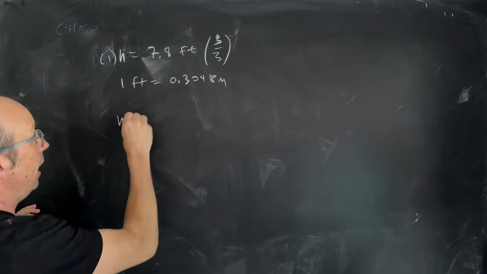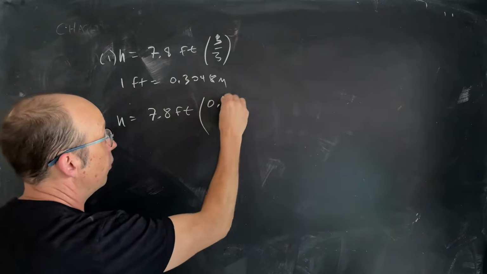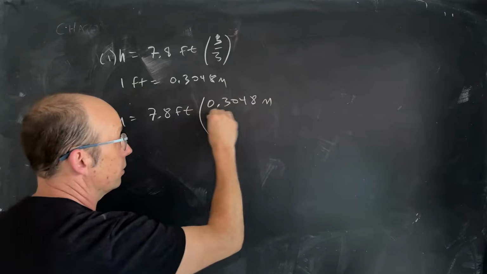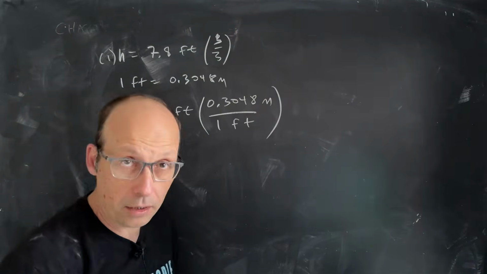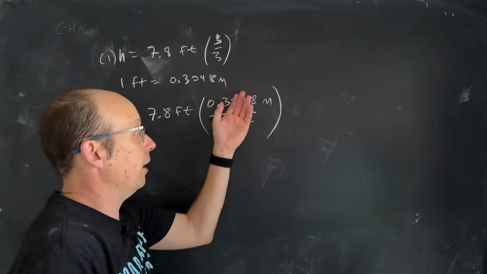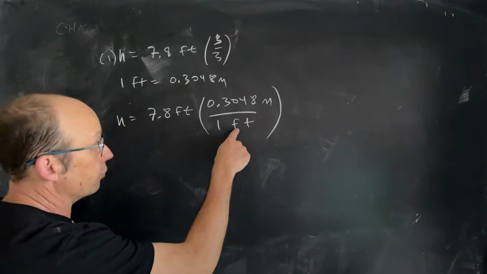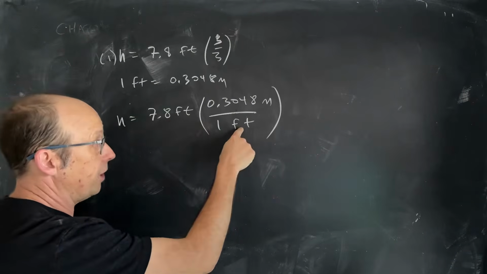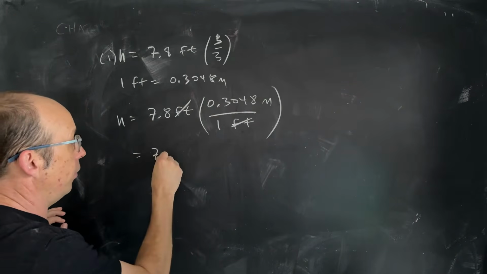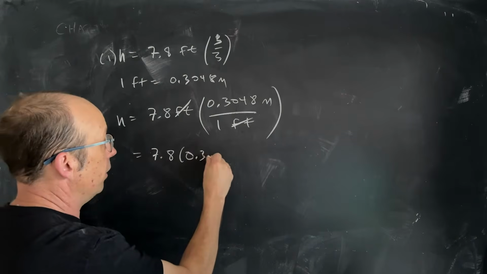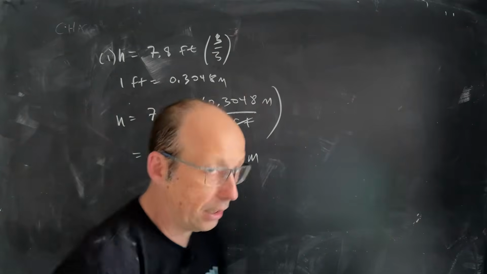Well, what if I have this, h is 7.8 feet, and I multiply by the fraction of 0.3048 meters divided by 1 foot? Well, this is a fraction that's equal to 1. It's still 1. It doesn't look like it, but it is, right? Because this is equal to that. So a something over something is 1. But now I can treat these units as variables, so the feet here on the top and the feet here on the bottom cancel. So now I'm left with a quantity in meters. So I get 7.8 times 0.3048 meters. And we're going to have to put that in our calculator. I'm going to go ahead and do that.